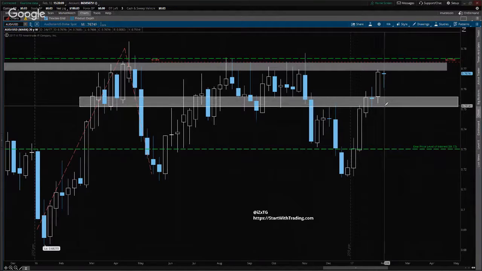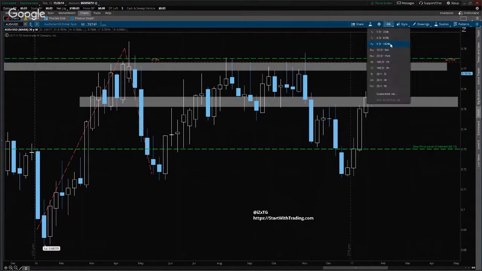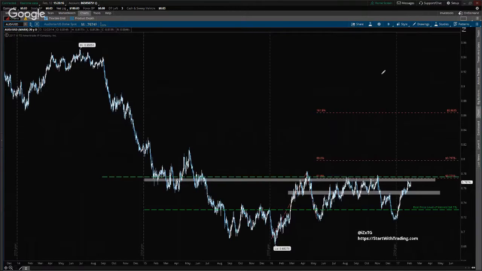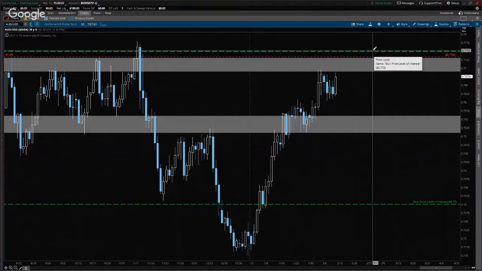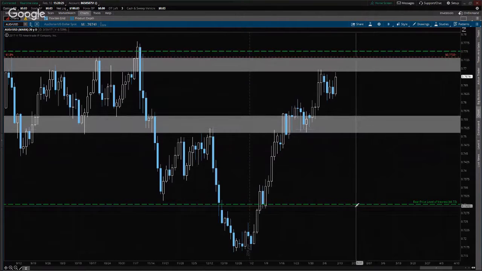755, even down to the 751, 752 zone. However, I will be looking for my first target right up at that 773 level. And of course, my bull price level of interest is right at 775. Now, with the bear side in mind, my price level of interest is down at the 0.73 level. And I want to just point out really quickly, all of these zones that I'm considering for my price level of interest primarily are very strong psychological levels.